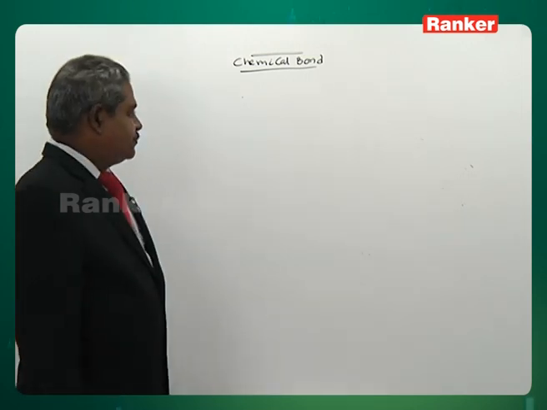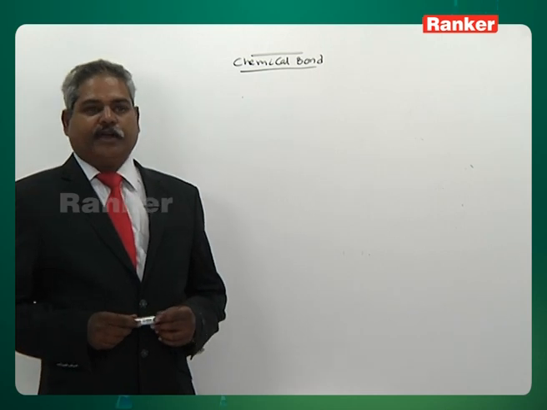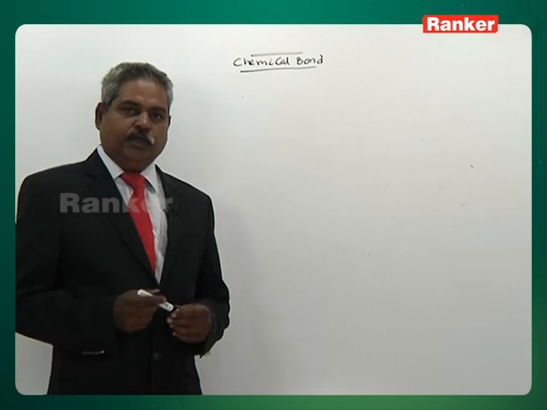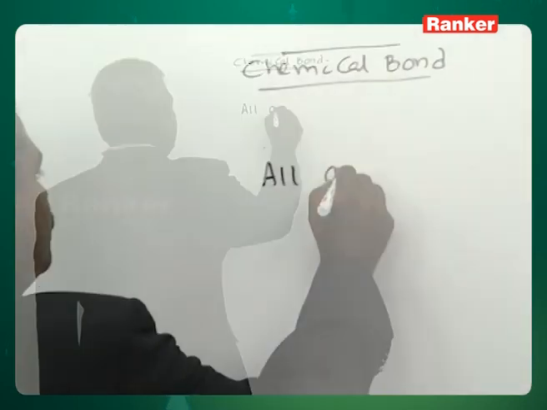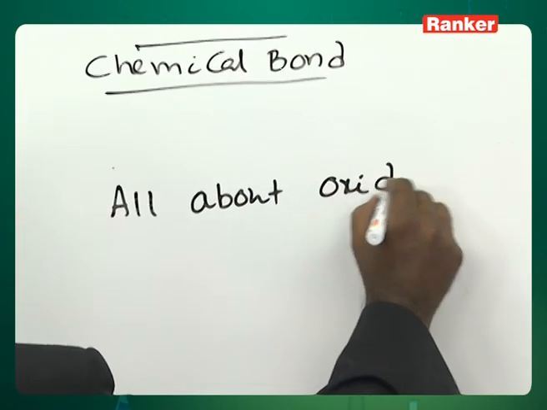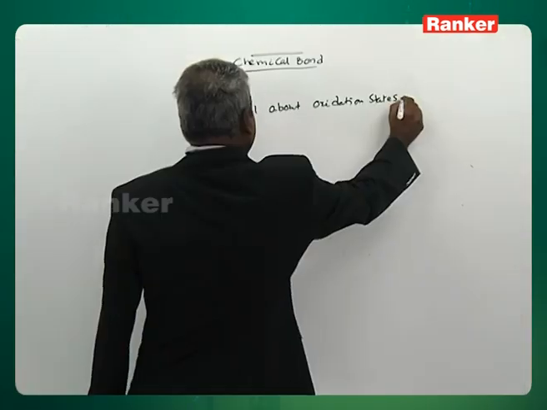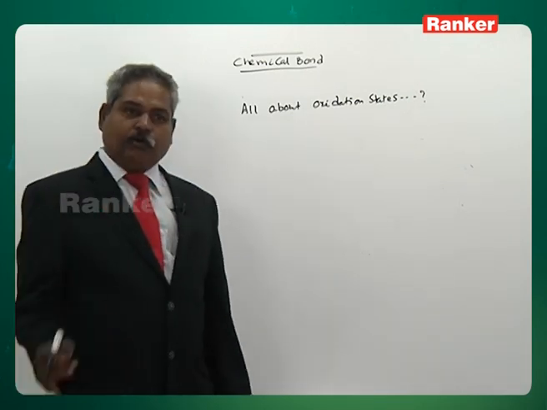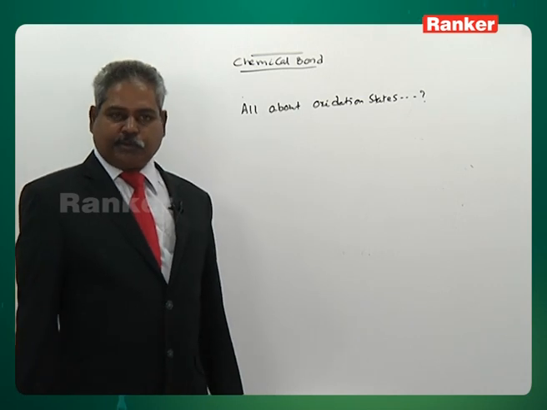Now, the last thing, which involves both the periodic table and chemical bonding, is oxidation states. All about oxidation states. Actually, we could have studied this in the periodic table itself, but since it involves a little bonding also, I have brought it in here at the end of both the chapters.